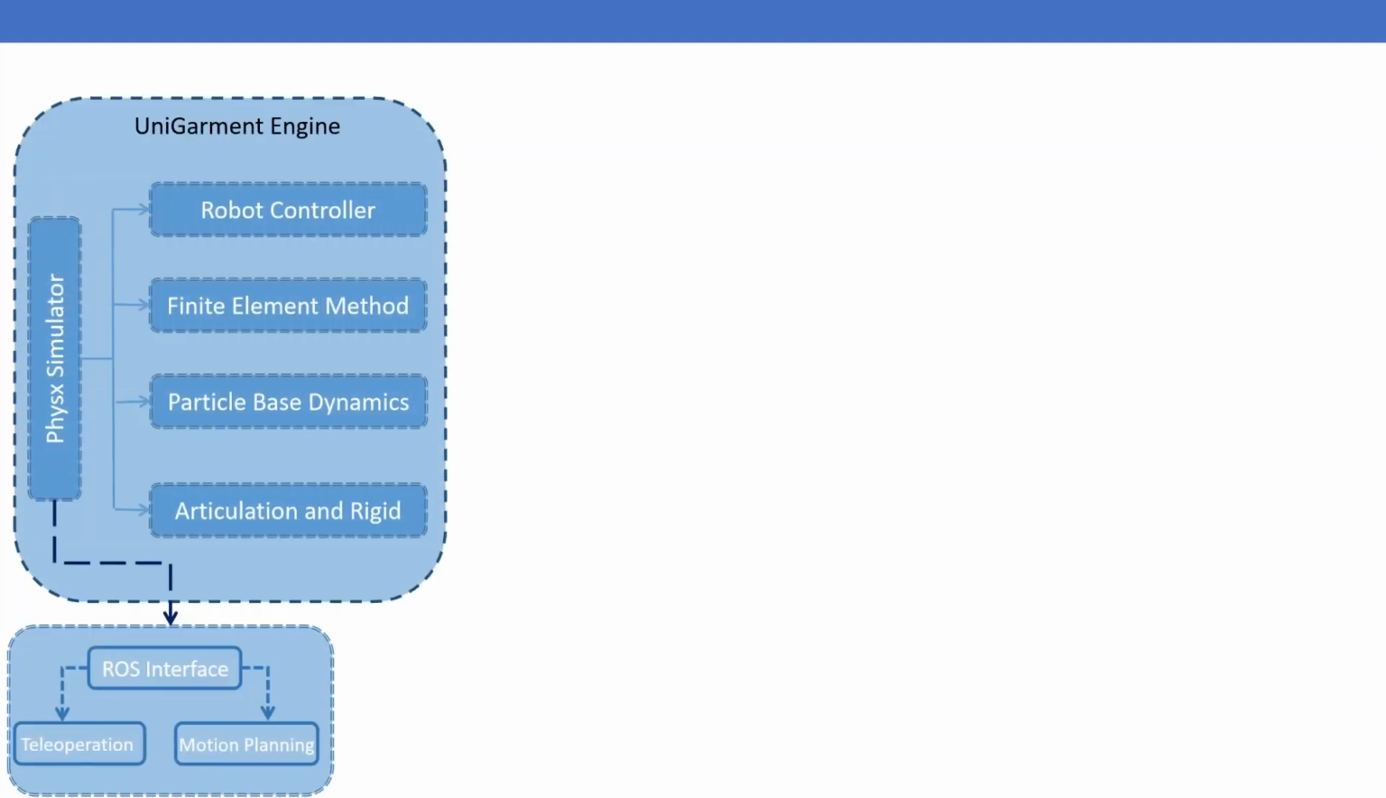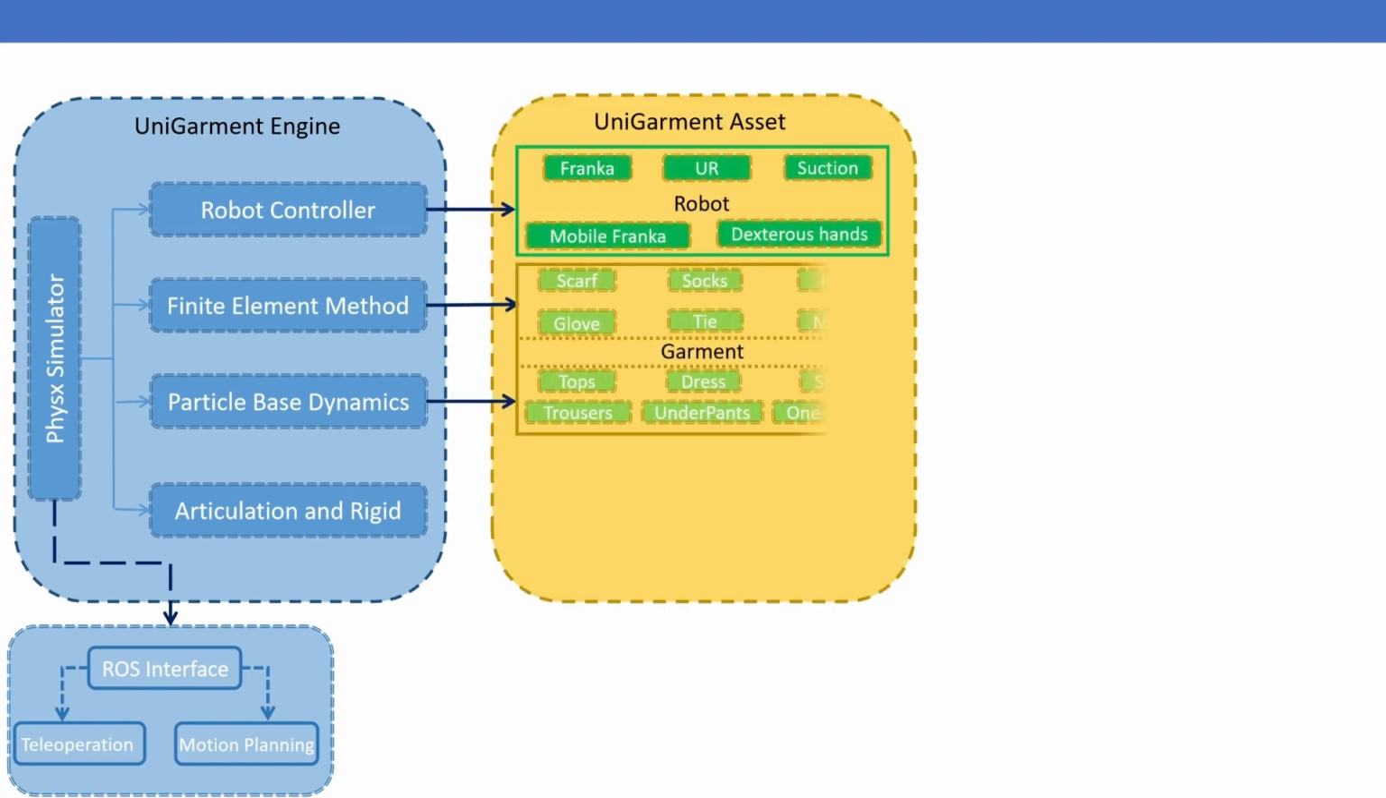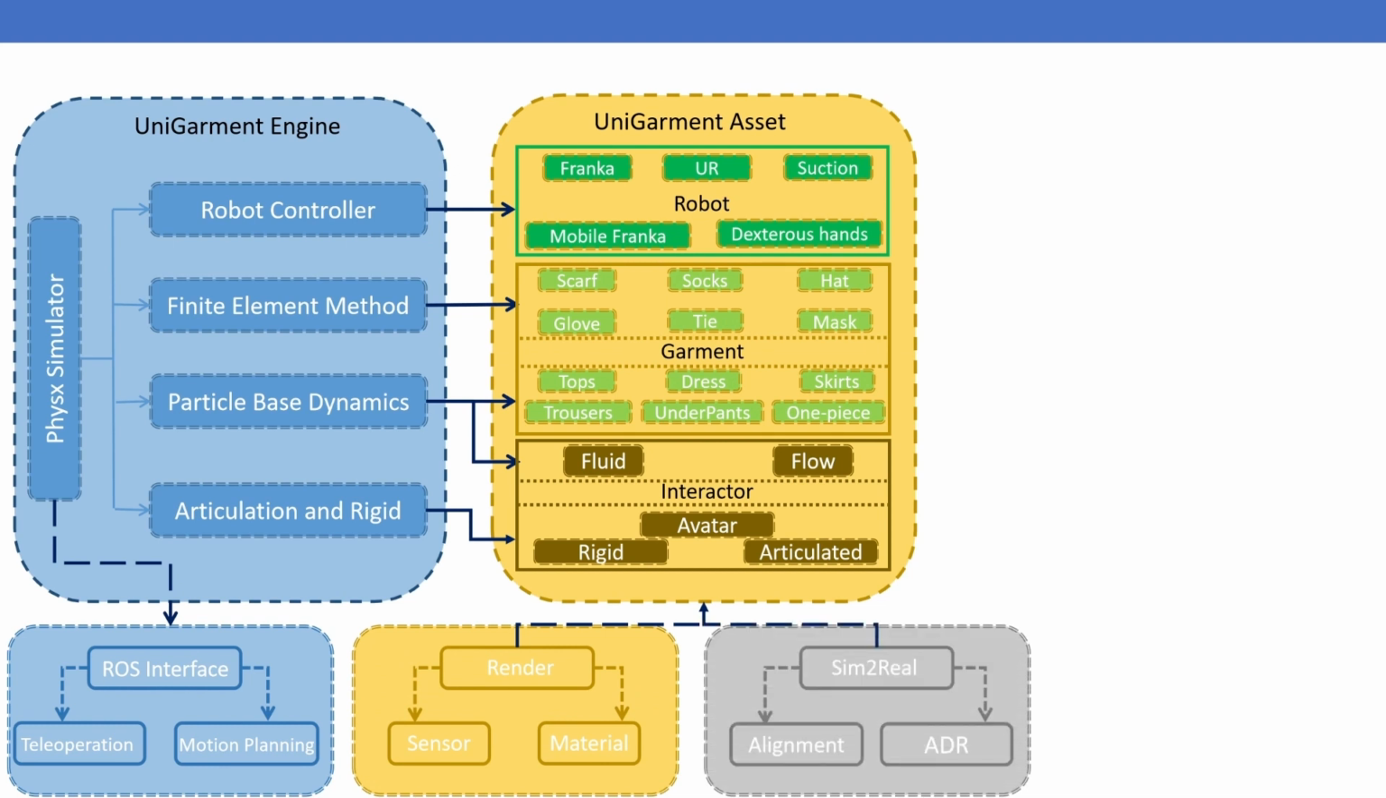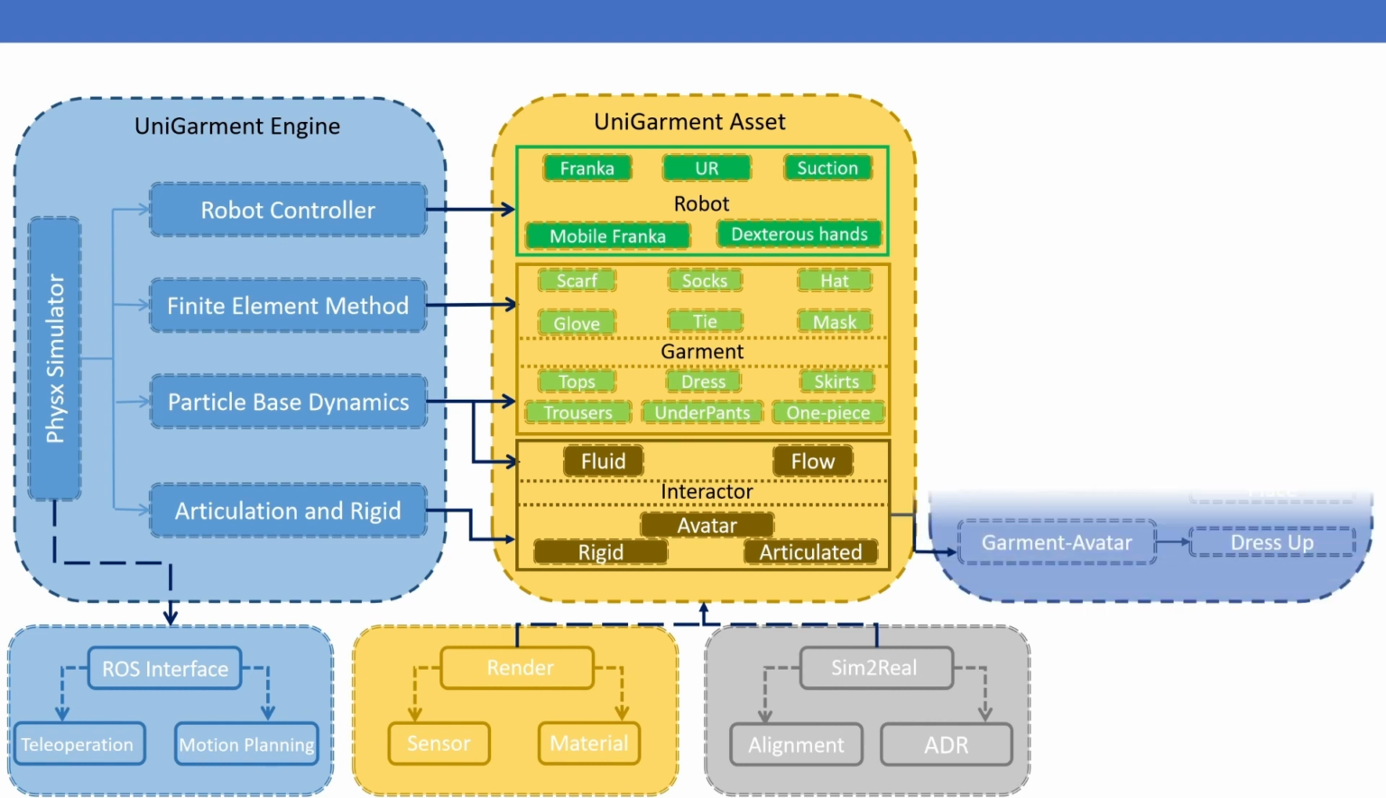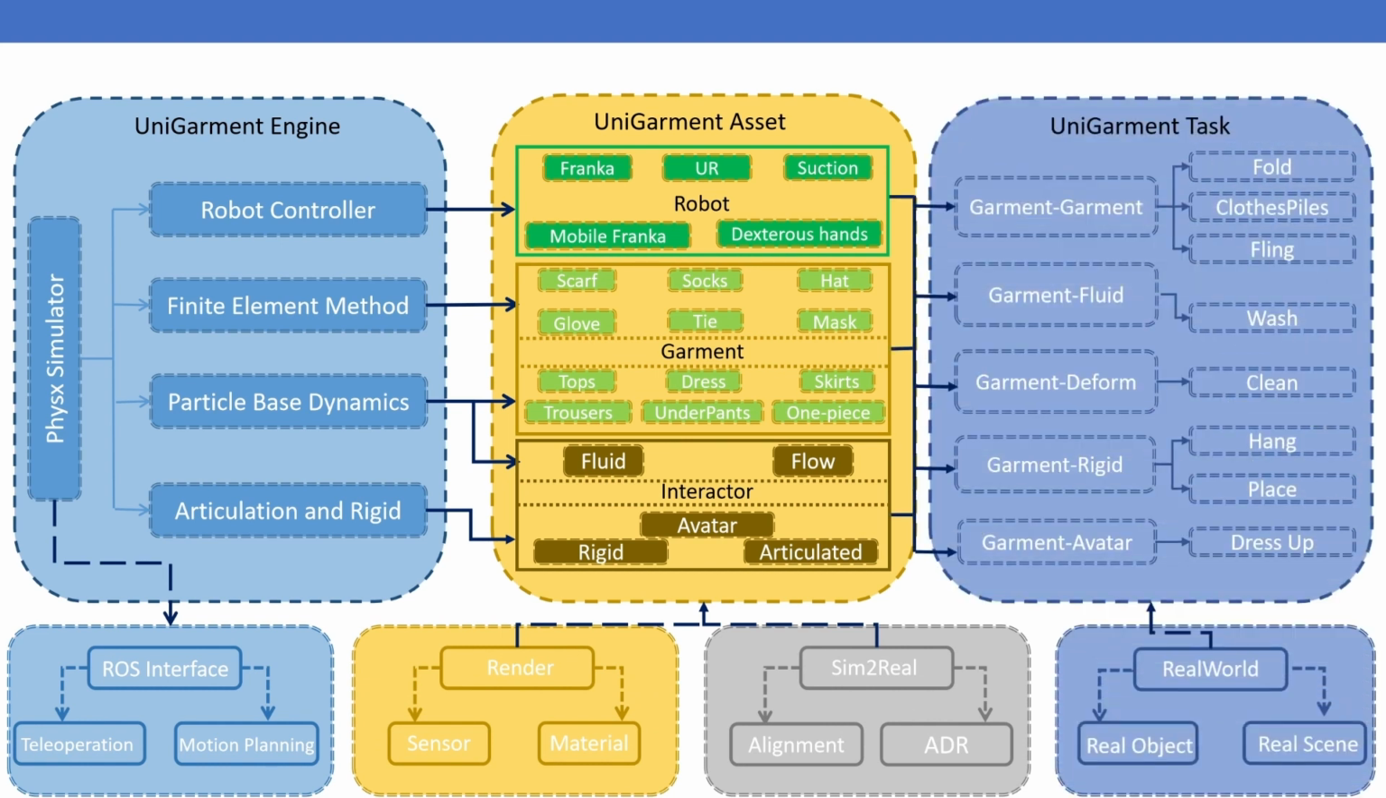This is the architecture of UniGarment. First, the UniGarment engine offers a data collection pipeline, realistic rendering, and support for various sensors and simulation methods. UniGarment Assets is a large-scale indoor dataset comprising various kinds of robot end effectors, garments, and a variety of interactors, including fluid, flow, avatar, and rigid objects. Third, we propose 20 tasks to evaluate vision-based algorithms. The bottom shows our whole sim-to-real design.